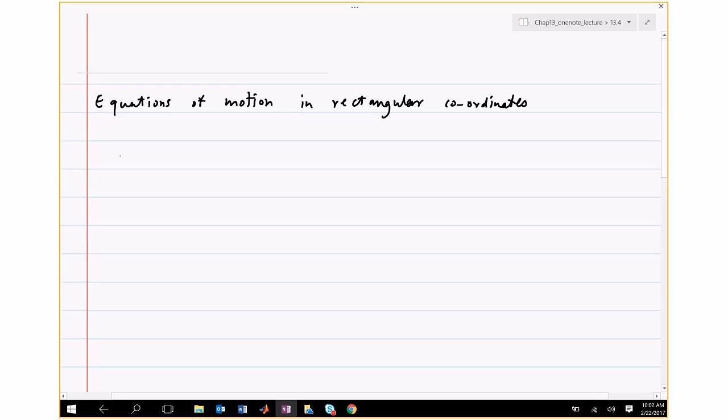So we can write three equations for the three coordinate axes. Summation Fx is mass times acceleration in the x direction. Summation in the y direction for the forces is m times ay. And summation of forces in the z direction is m times az. And these forces F are all external forces. So forces from gravity, forces from a spring, and so on.